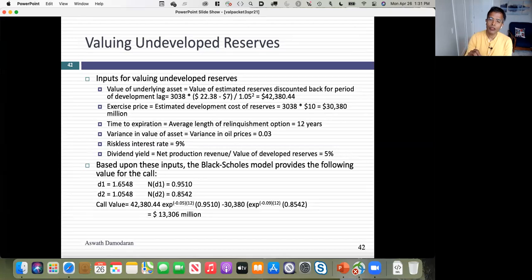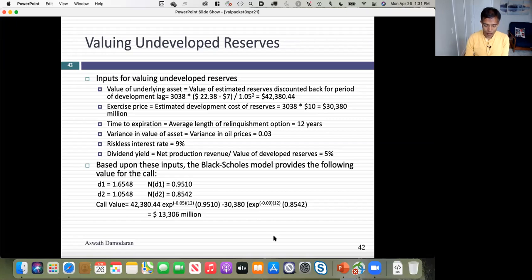N of D2 is often described as the risk-neutral probability that S will be greater than K. So when you use a Black-Scholes option pricing model and you get N of D2 of 85.4%, I'm saying there's an 85.4% chance that this reserve will become viable and actually get developed, which shouldn't be surprising. It's already viable. So I'm getting a very high percentage.